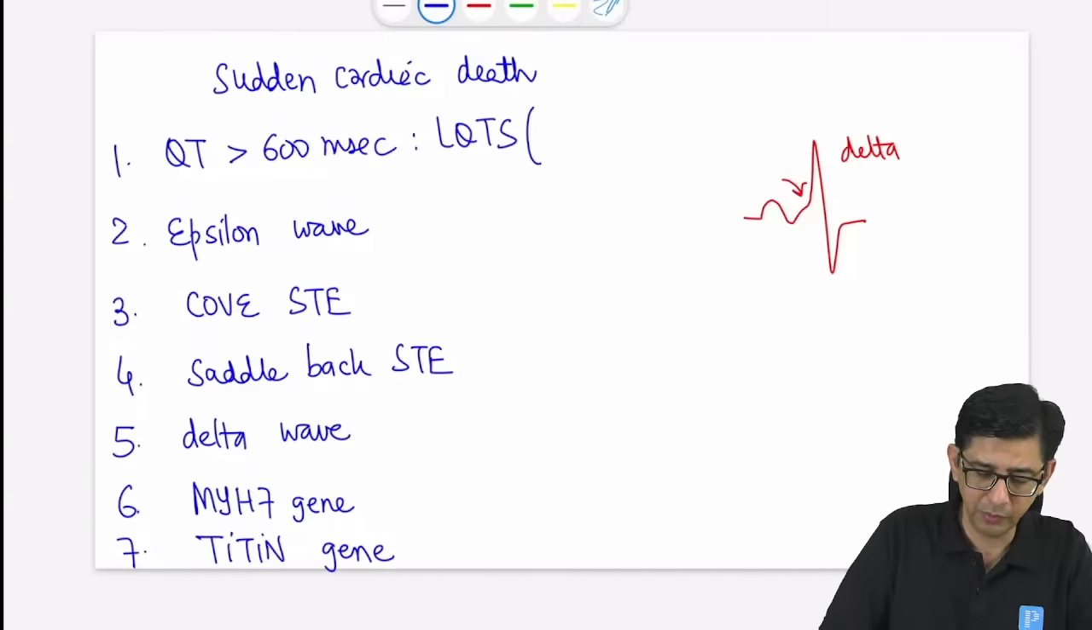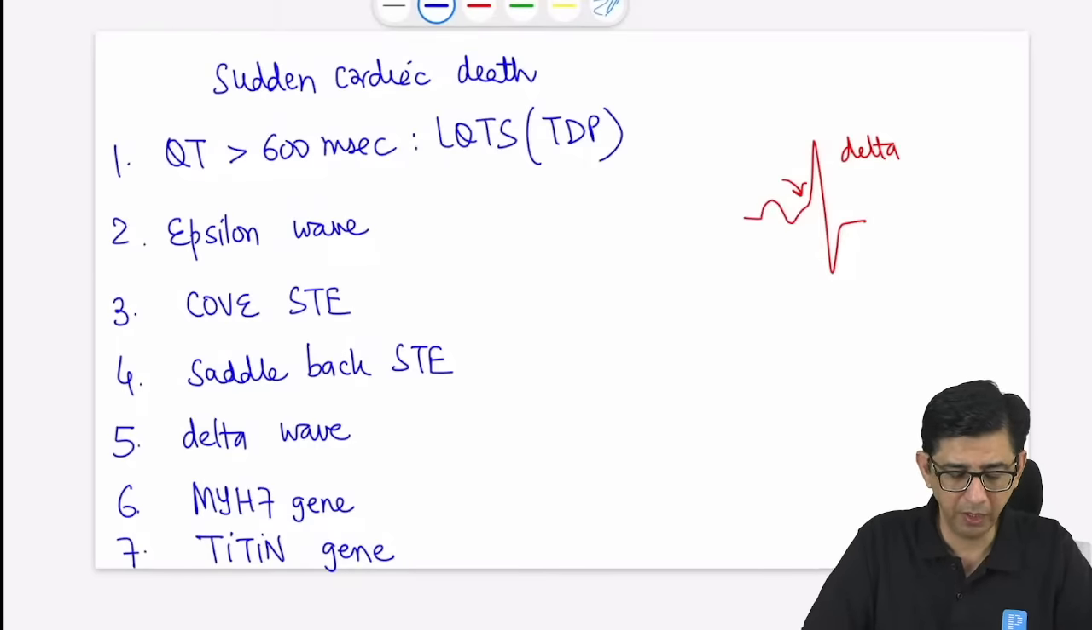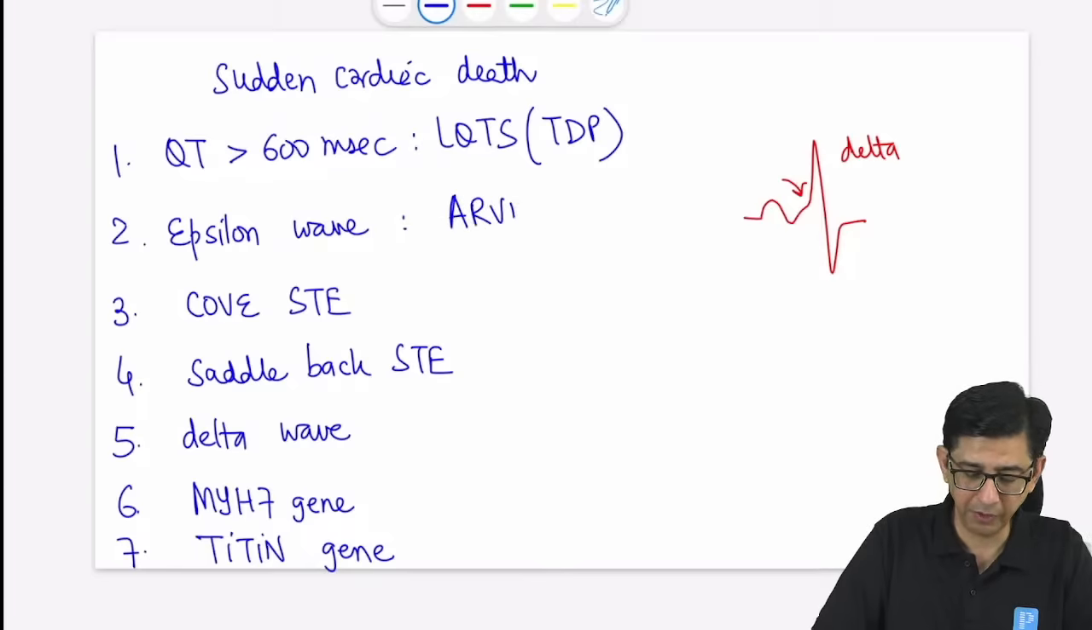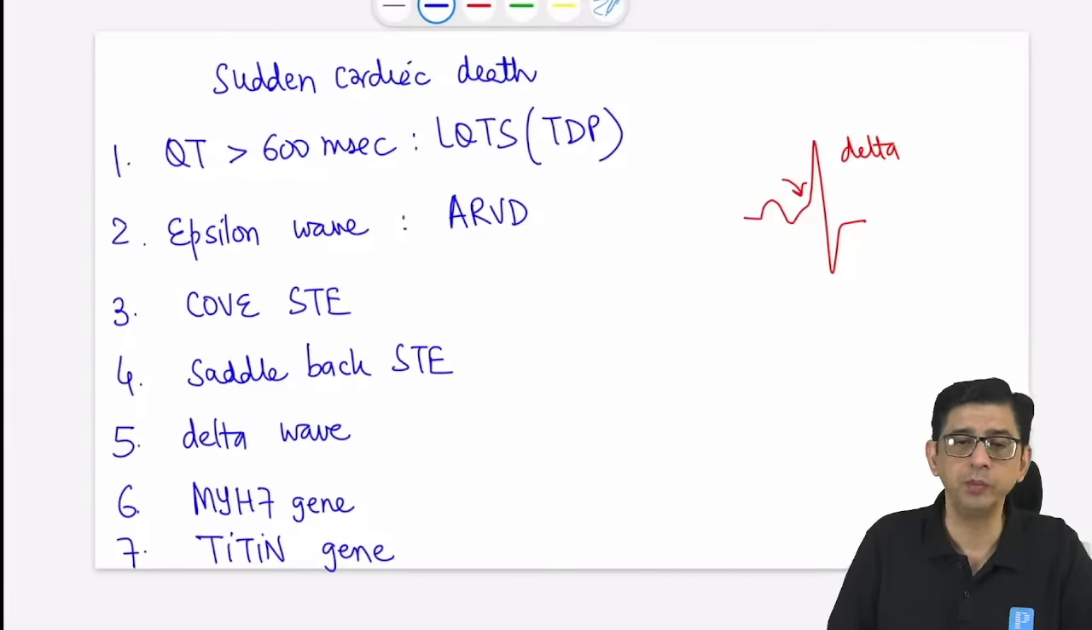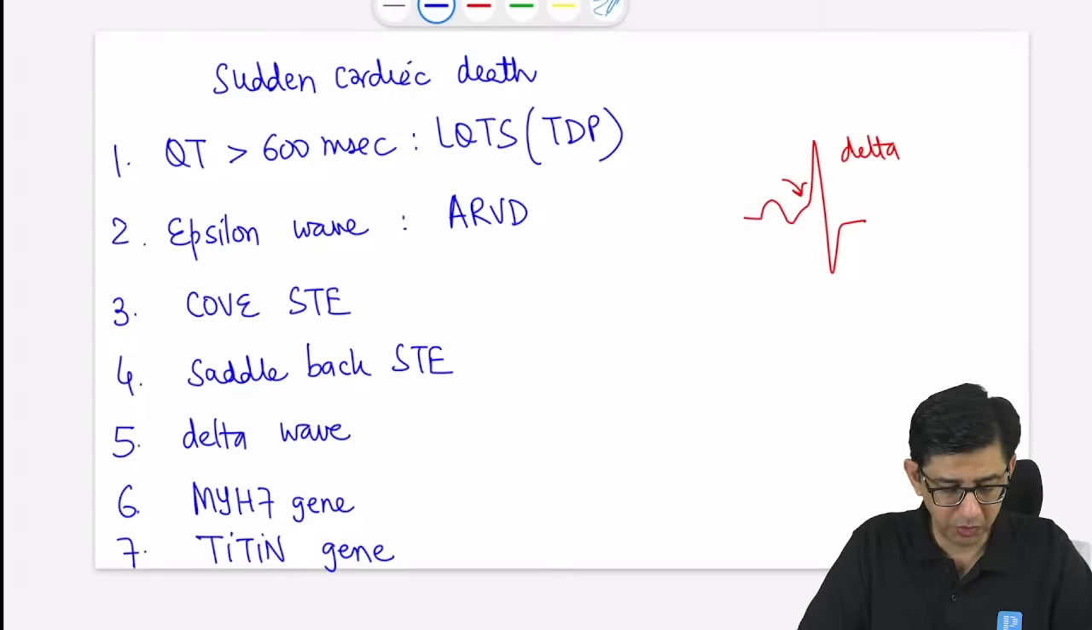So absolutely right. Sudden cardiac death would be occurring with the TDP, but the technical answer would be that there would be LQTS, that is long QT syndrome. Then epsilon wave would be seen with the ARVD, that is arrhythmogenic right ventricular dysplasia. This would again be occurring in the terminal part of the S wave. So I think two is sorted.